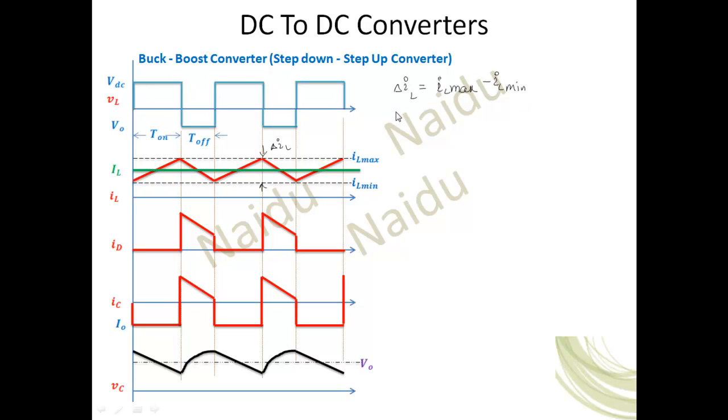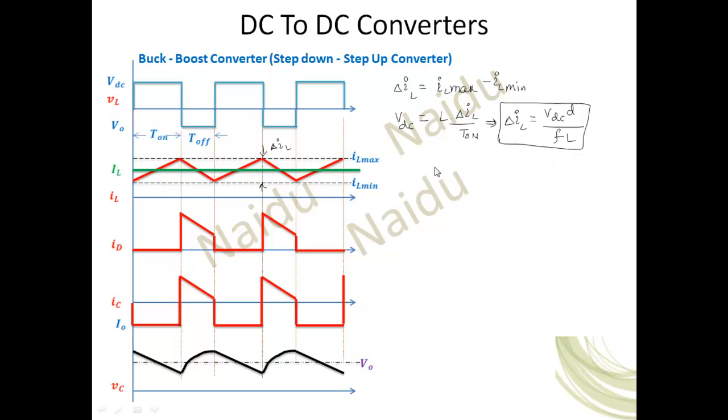So that means VL equal to L into dIL by dt. So VL is nothing but during T on it is VDC, you can take VDC equal to L into change in current, that is delta IL divided by change in time, that's nothing but T on. So from this delta IL is nothing but VDC into dT, because T on is nothing but D into capital T. T can be taken as 1 by F, that's why F into L. So it is same as the boost converter, but values will be different depending on the buck boost converter. Okay, it's VDC into D by FL.